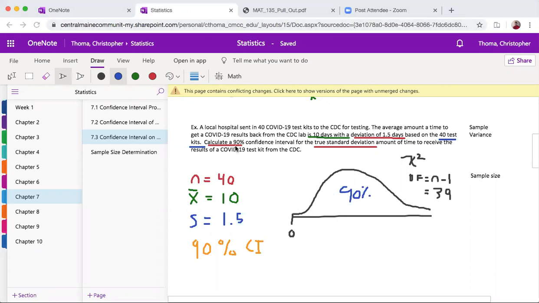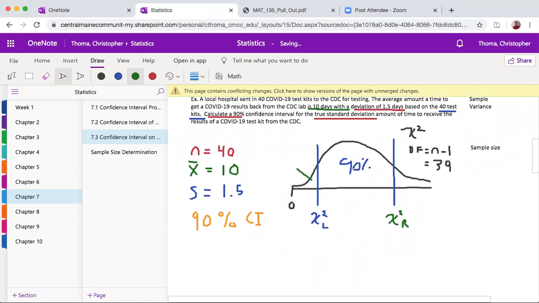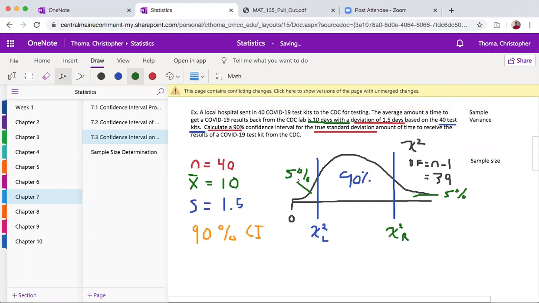90% confidence interval. So I draw my lower limit. I draw my upper limit. And this lower limit is my chi-squared to the left. My upper limit is my chi-squared to the right. And if this is 90%, that means this has to be 5%. Then this one has to be 5% because this thing has to add to 100%. I have all my information.